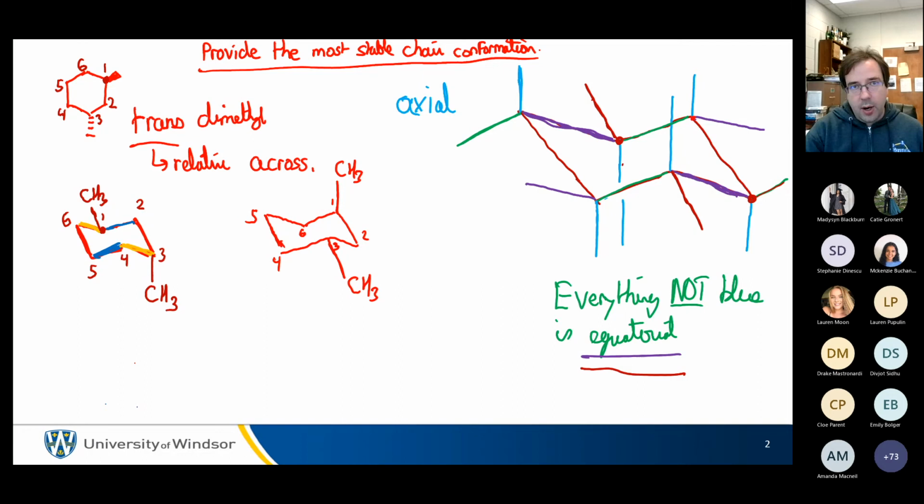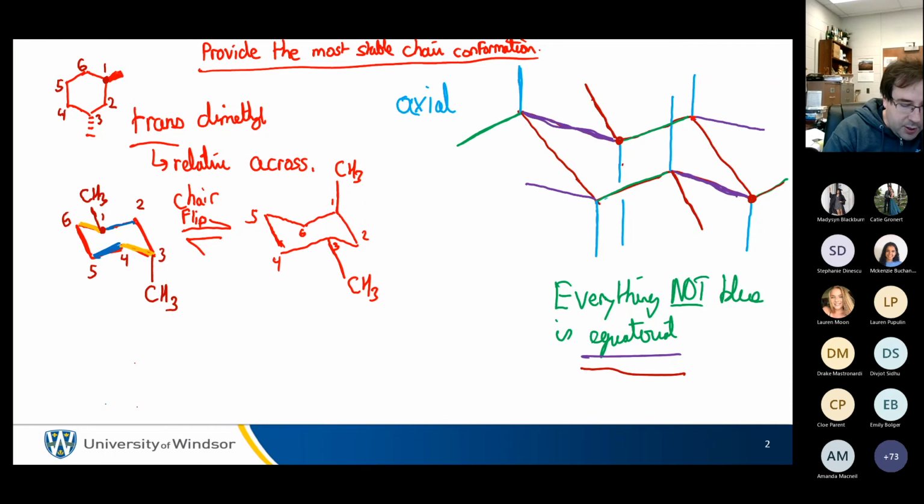I am still going clockwise or counterclockwise in the same order as I went with. So I'm still going clockwise with my numbering. All my ups are still up. All my downs are still down, but my axials and equatorials have flipped. That means I have flipped the chair. This works every time.